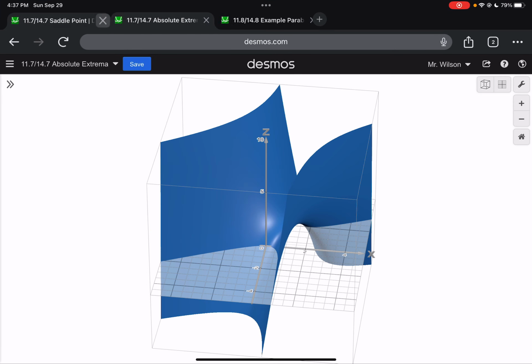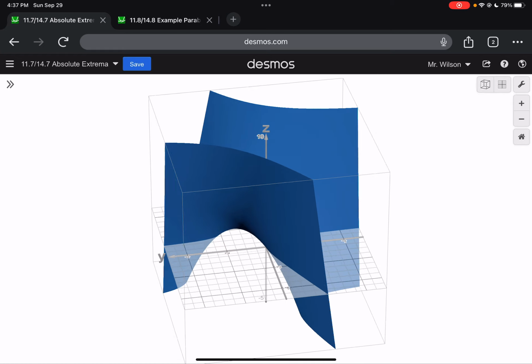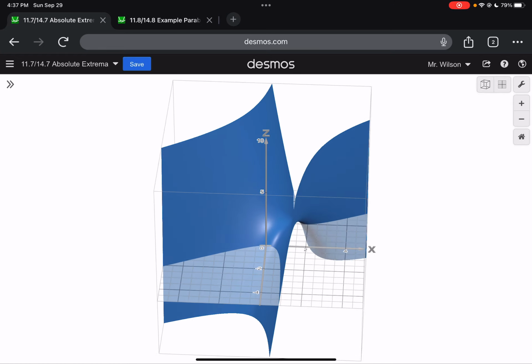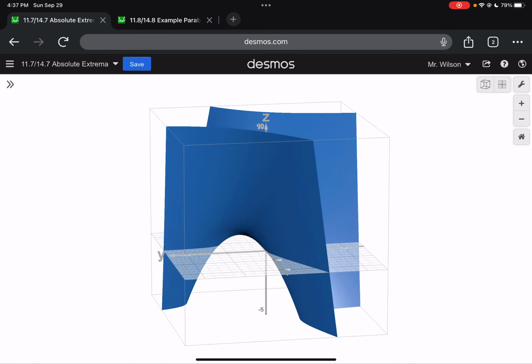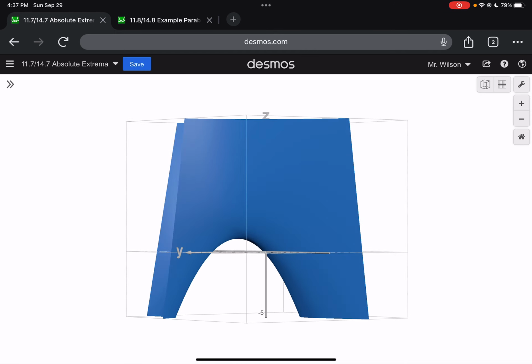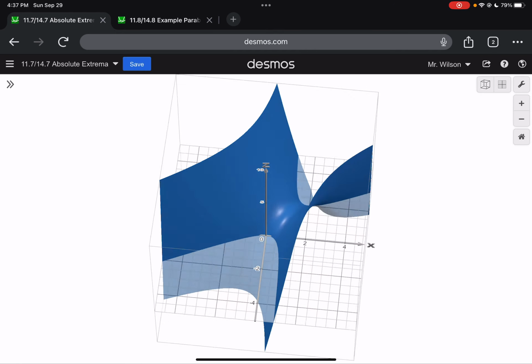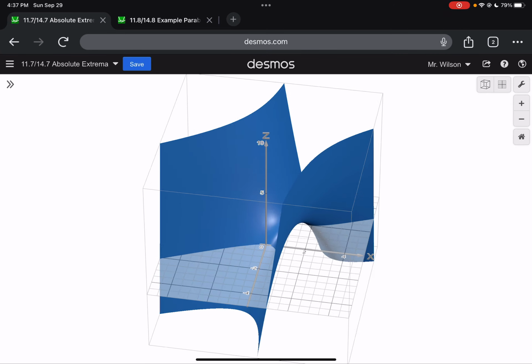So I'm going to get rid of that one. So this is the function. This is the function that was given in the problem. And you can see the saddle point right there. That was the critical point. We didn't look into whether it was a max or a min or not, but that's the critical point there at (1, 1). So if I swing this around, you can see it's at the point (1, 1) right there.